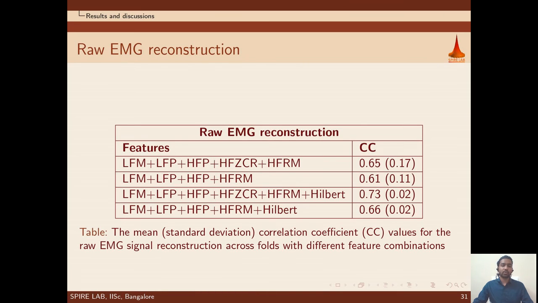These are the results for raw EMG reconstruction with different EMG feature configurations. The table here mentions the CC values where the mean is taken across all folds. It can be seen that the introduction of the Hilbert feature along with the TD features significantly improved the CC value for both the TD feature configurations.